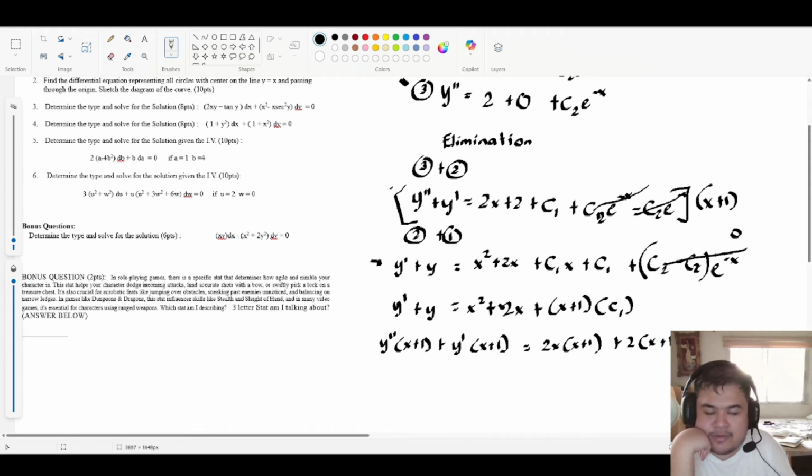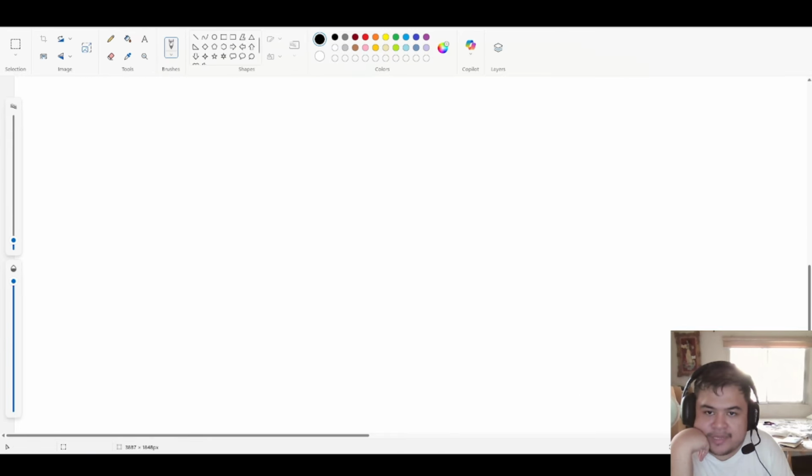What we're going to do now is subtract. I'm going to call this the fourth equation, and subtract the whole fourth equation. We have a negative c1(x plus 1), so if we subtract that, the c1(x plus 1) from the fourth equation will become negative.